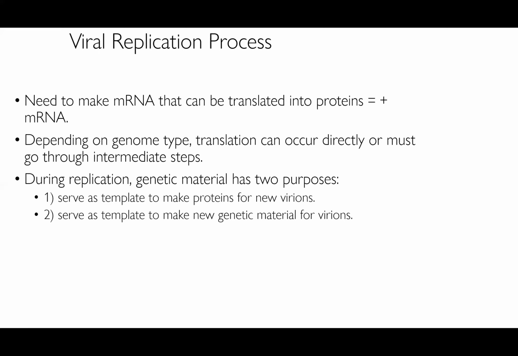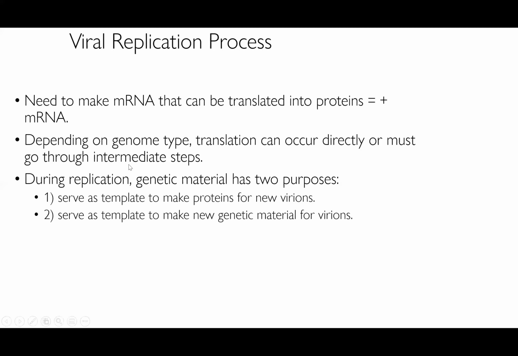The idea being is we need to make messenger RNA that can be translated into proteins, and again, we need that positive sense or the top strand of the RNA. And so the type of mRNA can typically be translated through the host. It's typically translated via host ribosomes, and it creates a plus strand of mRNA due to the orientation of the ribosome itself. Again, it depends on the genome of the virus, but translation typically does need to occur, or does go through some intermediate steps.